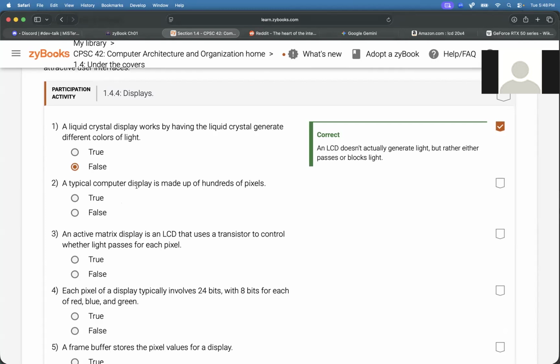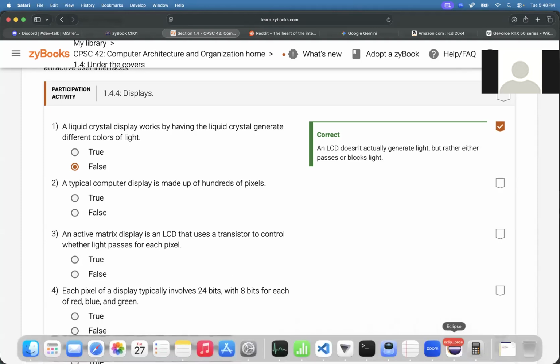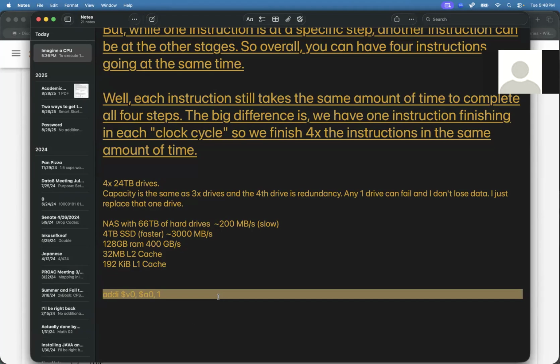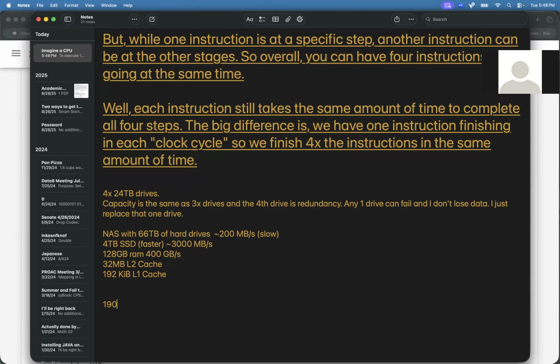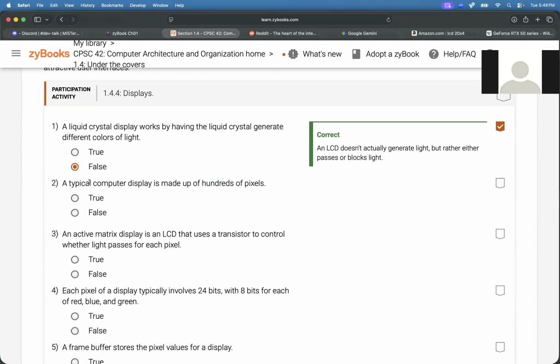A typical computer display is made up of hundreds of pixels. At least hundreds. I mean, not hundreds, right? Millions. If you think about it, think about a computer that's 1920 by 1080. That's basically 2 megapixels. That's roughly 2 megapixels. If you multiply those numbers, it'd be about 2 million. So not hundreds, but millions.